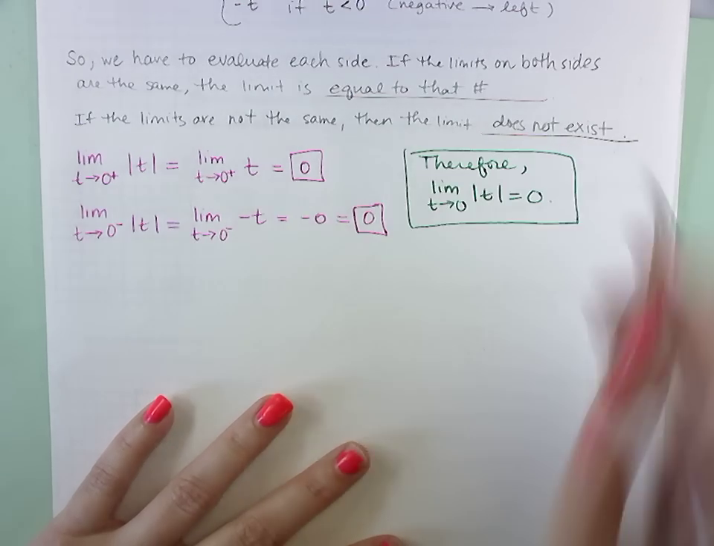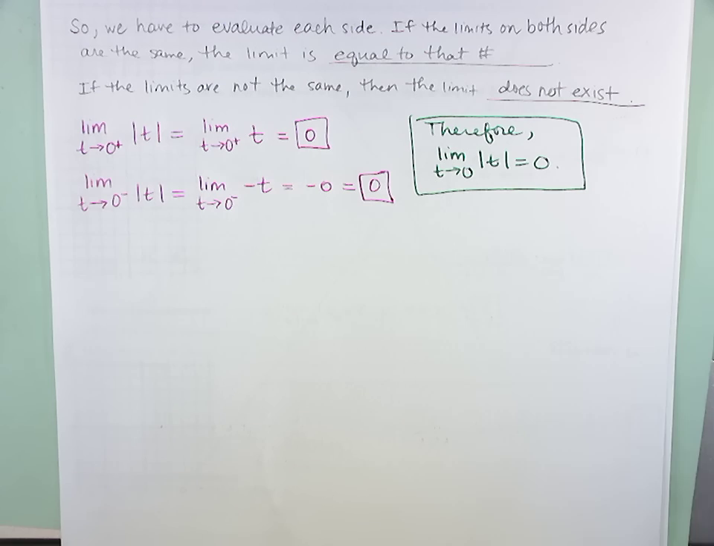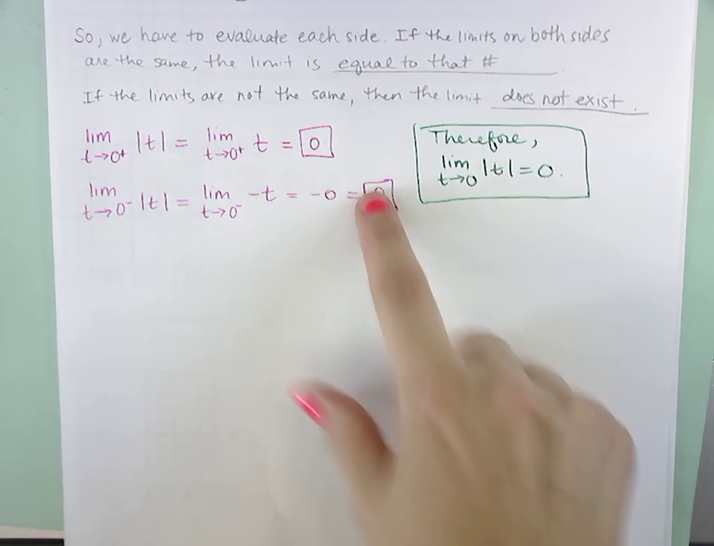Okay, so you're showing me both sides, and if they're the same, then the limit is going to exist, and it'll be that number. In this case, it was 0. Okay?